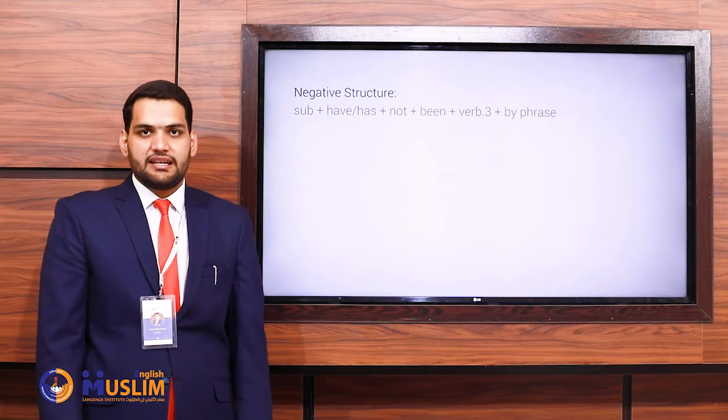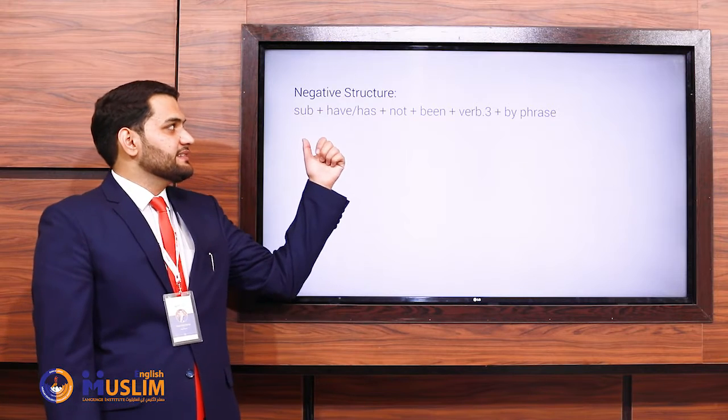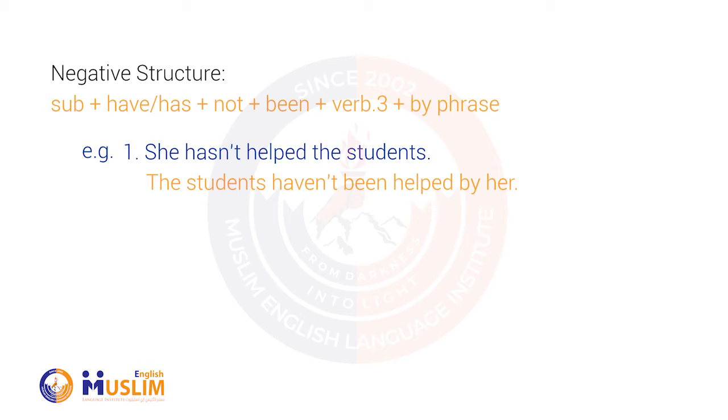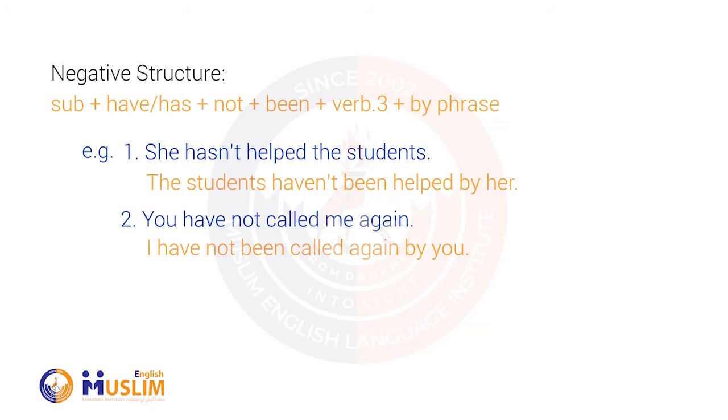Now let's talk about the negative structure. That is, subject plus have or has and not plus been plus verb 3 plus by phrase. For example, number 1, she hasn't helped the students. In passive voice, you have to say, the students haven't been helped by her. Number 2, you have not called me again. I have not been called again by you.